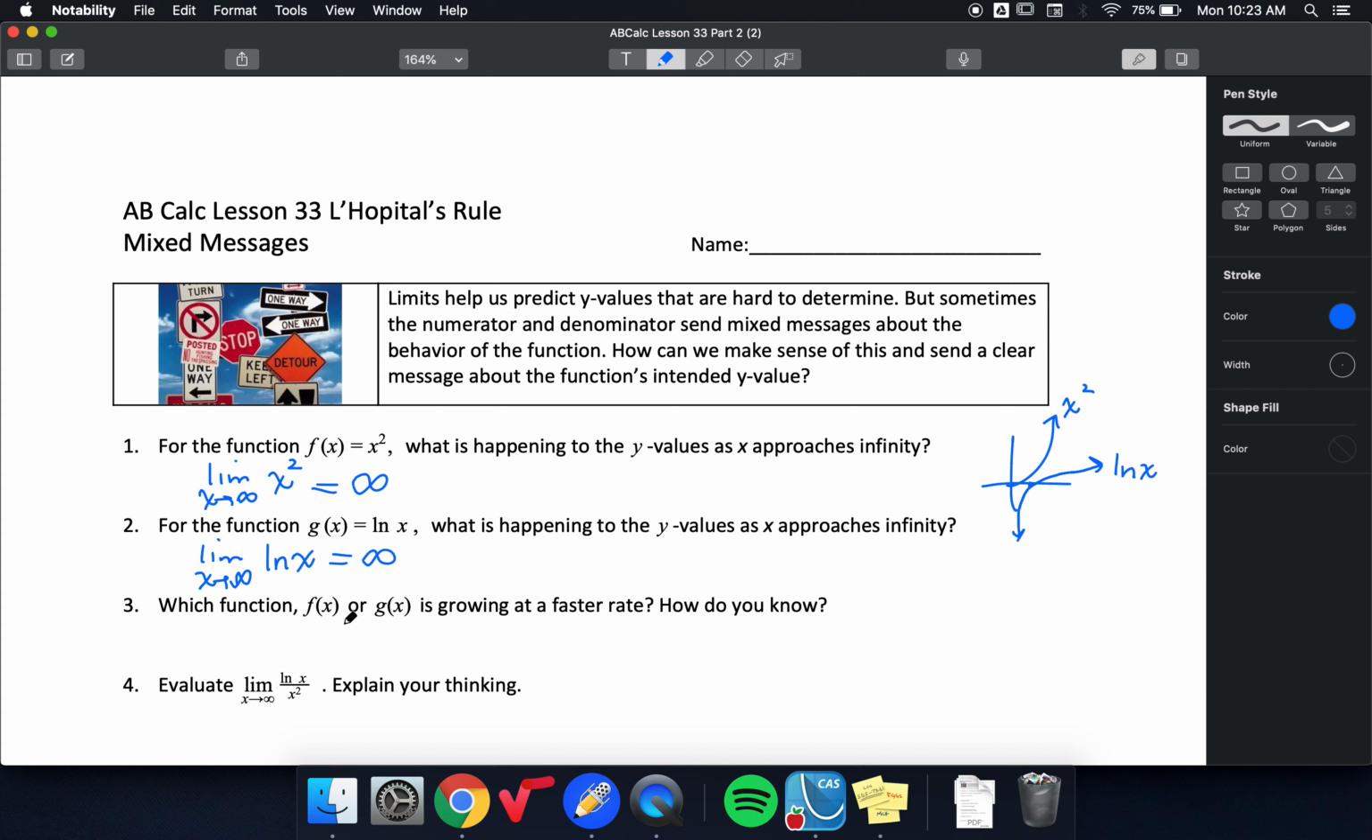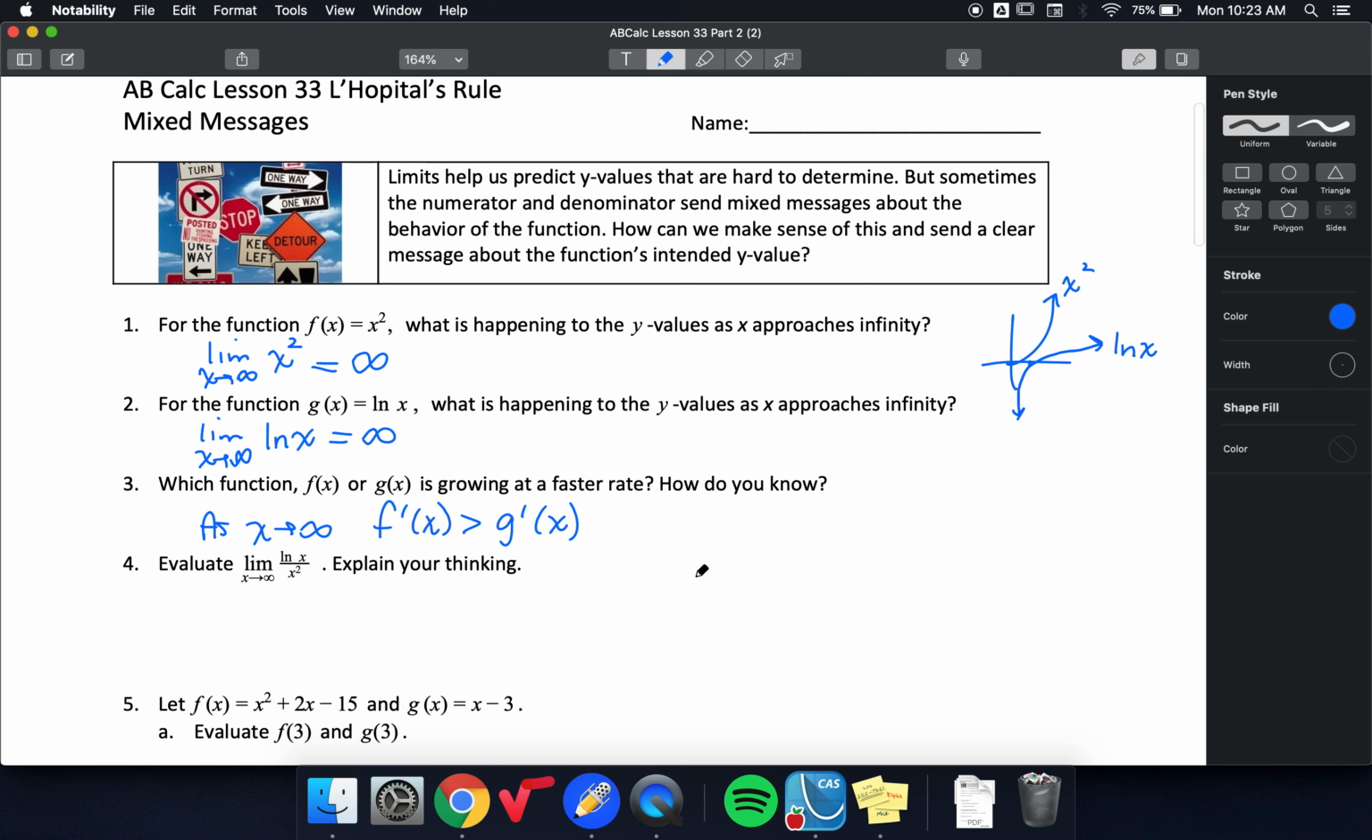However, f of x is growing at a much faster rate as long as we're looking out towards infinity. And I know that because looking at my slope values, they're much greater out in this area. In this area, that's not true. Between 0 and 1, this function is definitely growing at a faster rate. But as x goes to infinity, f prime of x is consistently greater than g prime of x.